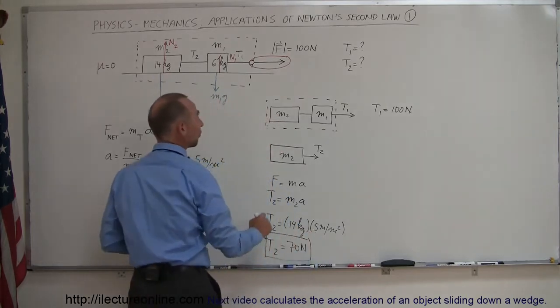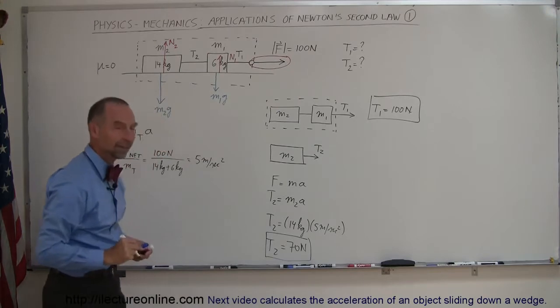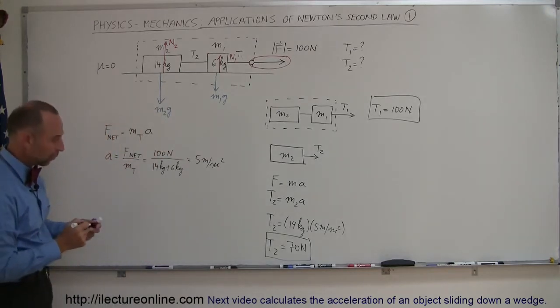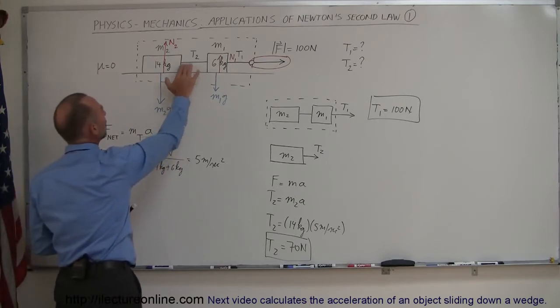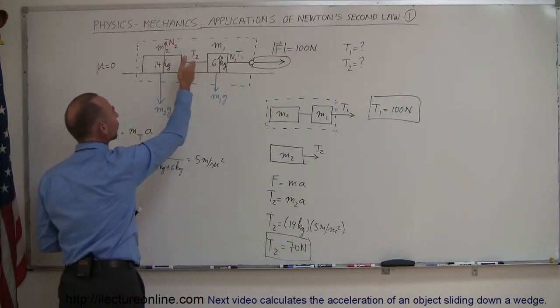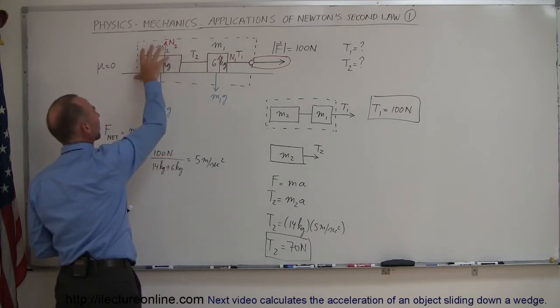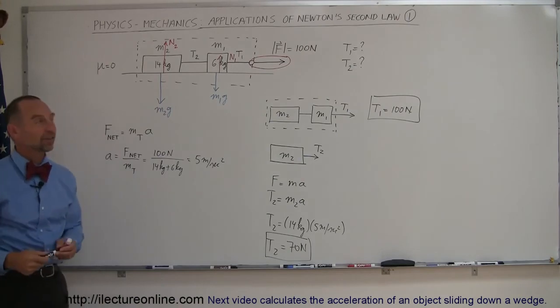So we have the tension in the first string being 100 newtons, and the tension in the second string being 70 newtons. That's a really good classic example to show that in a system being accelerated, the tension between masses like this only applies to the mass that comes after it, not the mass that comes before it. Okay, and there's example number 1.